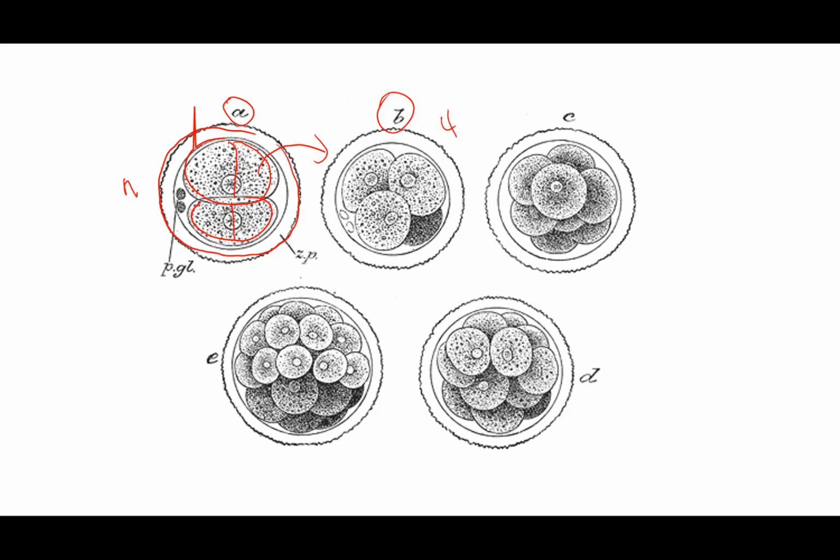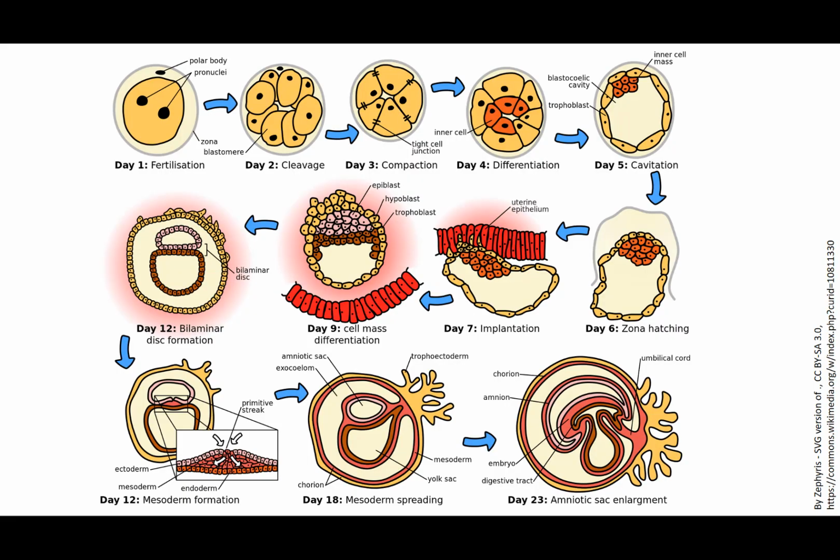And then as this goes on and all this division for a while is synchronized, we will move on from 4 cells to an embryo that now has 8 cells. And then so on and then so on. And of course this leads to more complex division and development after that, and then we can see it here.